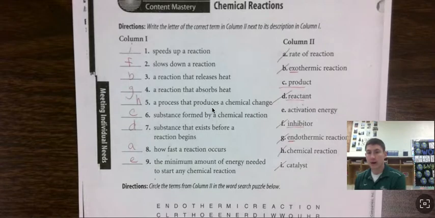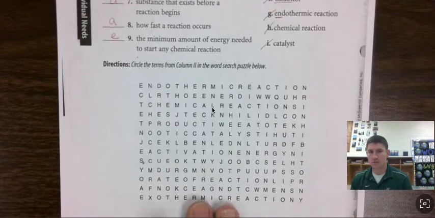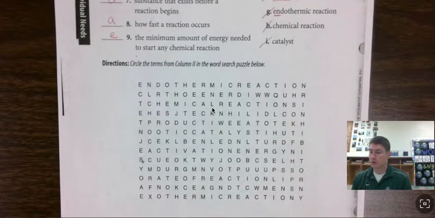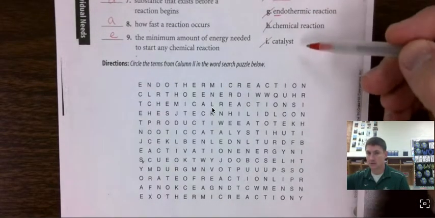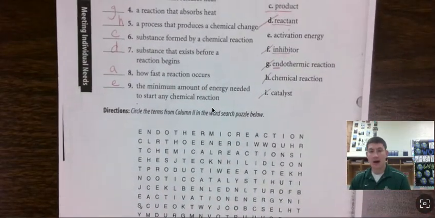Think about lighting a match. You've got to strike the match on the matchbox or on that match strip in order to have that actually take place. That's the activation energy, that movement and that friction that creates that. Just one example of something that needs to be started with a little bit of energy to get it going. Now, in this bottom portion here, it says circle the terms from column 2 to fill in the word search puzzle. So all of these items that were listed up here are actually in this word search. I'm going to have you do that part on your own.